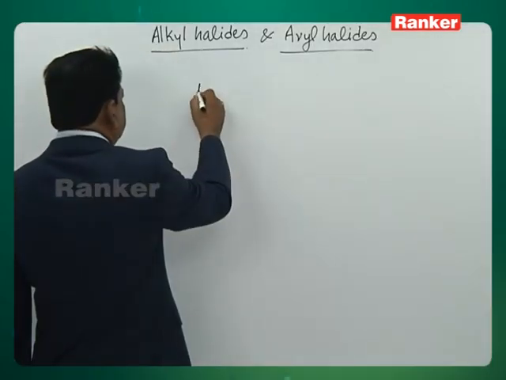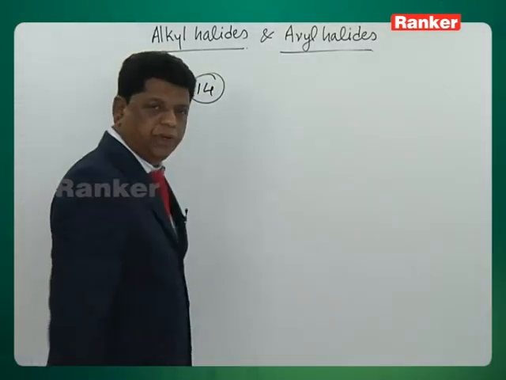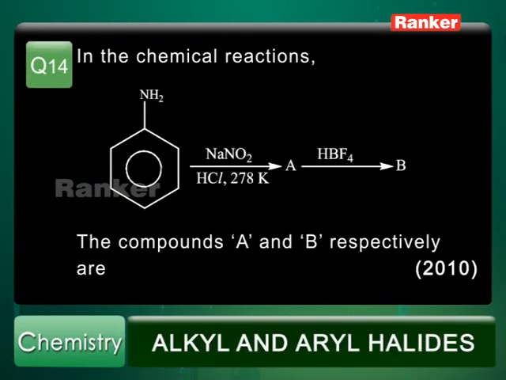Next question, 14th question. In the chemical reaction, a nitro compound, an amino compound, it's an aniline. Aniline reacts with sodium nitrite, HCl and heating, that gives a diazonium compound. With HBF4, that means a combination of HF and BF3, when you add it, a fluorinated diazo compound will come. That compound on slow heating gives a fluorine introduction. Actually, the fluorination of benzene is very easy, but the reaction is violent.